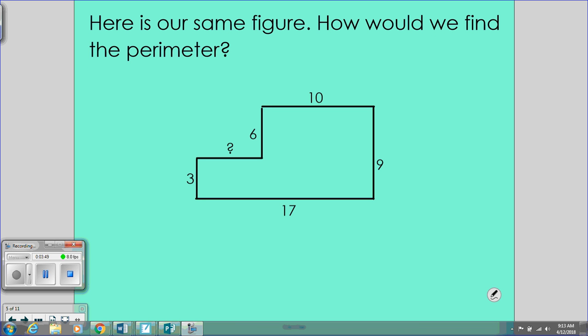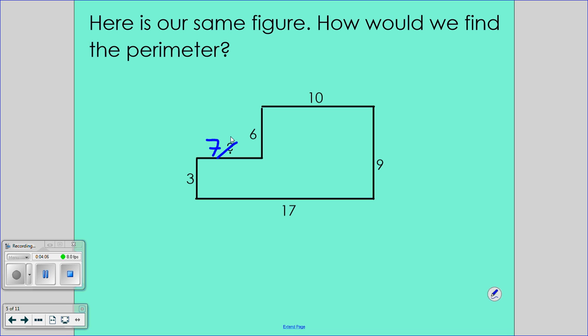Here is the exact same figure as our last one. But how am I going to now find out the perimeter? Lucy, what am I going to do? So we know that the missing number is 7. We do know that the missing number is 7. I'll write that up there. You can add 7 plus 6 plus 10 plus 9. Yeah, perimeter. We're going around the outside.